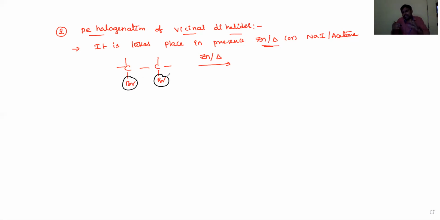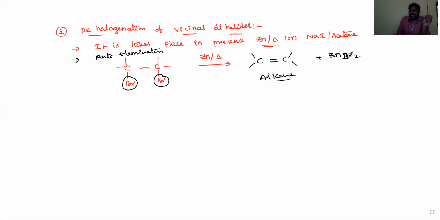Both the leaving groups should be in anti-elimination. Both the removing groups must be in opposite positions. Then the product forms like this. Alkene is the product, with loss of bromine. The bromine atoms combine with zinc to give ZnBr2. So alkene is the product.